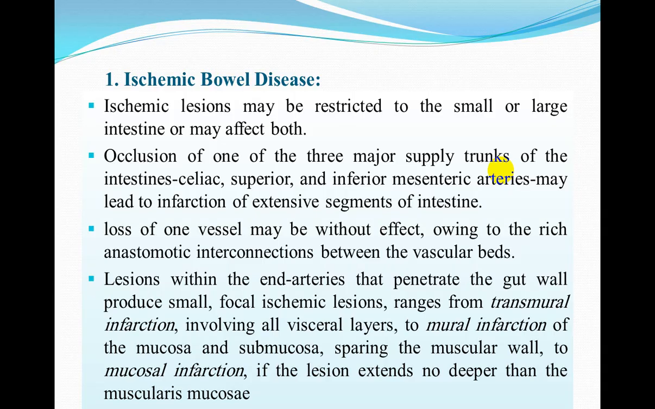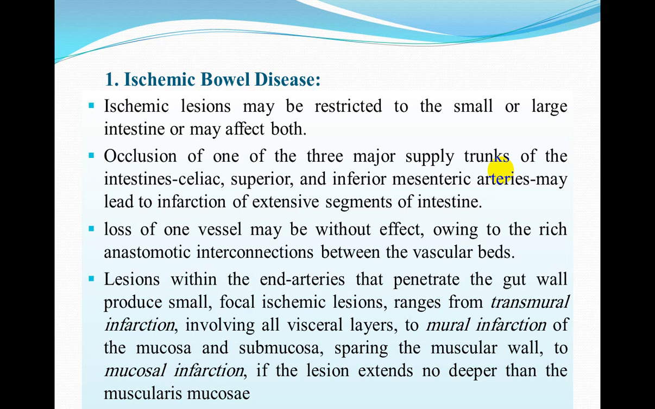Vascular disorders. Ischemic bowel disease. We previously classified the intestine among the organs in which it is hard to develop an infarct. Why? Because it is supplied by three major trunks. These are the celiac, superior and inferior mesenteric arteries.